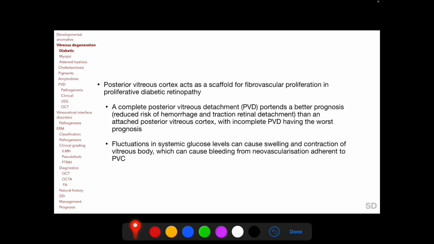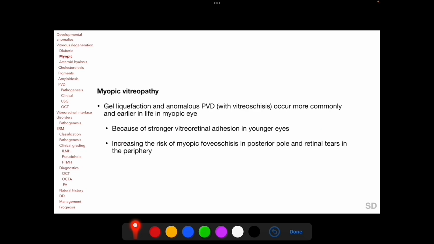A complete posterior vitreous detachment in an eye with proliferative diabetic retinopathy portends a better prognosis with a reduced risk of vitreous hemorrhage and tractional retinal detachment as compared to an eye with proliferative diabetic retinopathy but with an attached posterior vitreous cortex, whereas an eye with proliferative diabetic retinopathy with an incomplete posterior vitreous detachment has the worst prognosis in this regard.